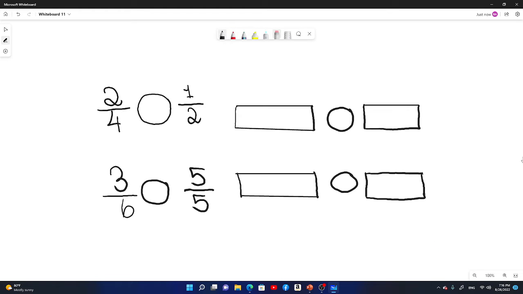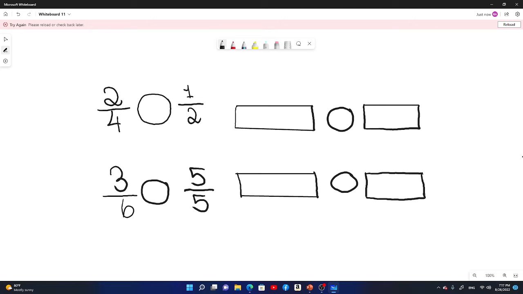So over here we have one fraction and another fraction. It says 2/4 and 1/2. So now we're going to try to understand them more by drawing the fractions. So first, let's draw 2/4.